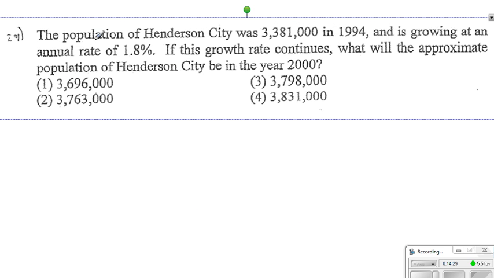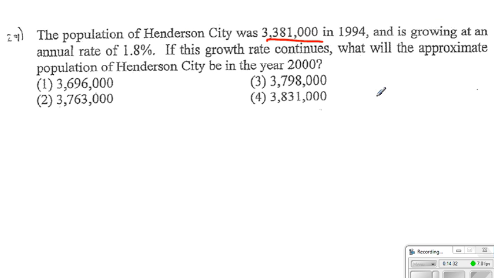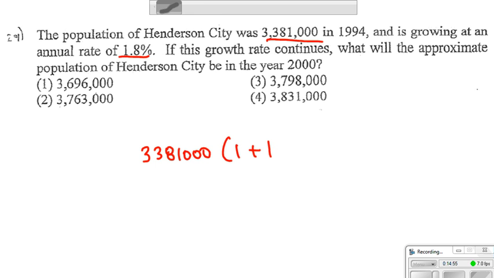So here we have population was this much in 1994, growing at the rate of 1.8%, with the approximate population in the year 2000. So what we can do is this: 3381,000 times 1 plus 1.8%, that means we are looking at 0.018. Now, between 1994 and 2000, we realized that 6 years have passed. And as long as we calculate this one, that would be our answer.